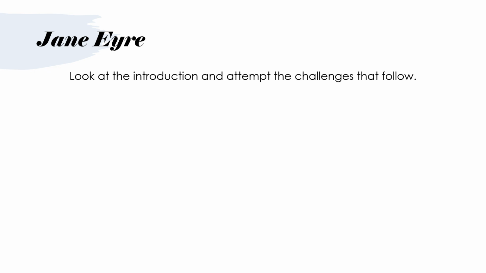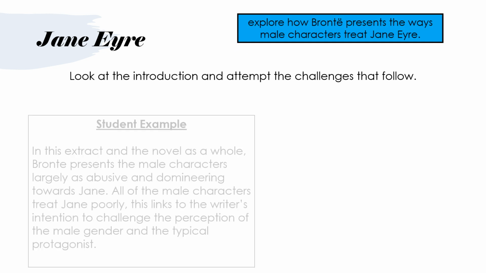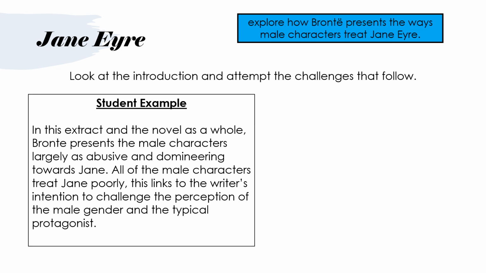Look at the introduction and attempt the challenges that follow. In this extract, and the novel as a whole, Bronte presents the male characters largely as abusive and domineering towards Jane. All of the main characters treat Jane poorly. This links to the writer's intention to challenge the perception of the male gender and the typical protagonist.